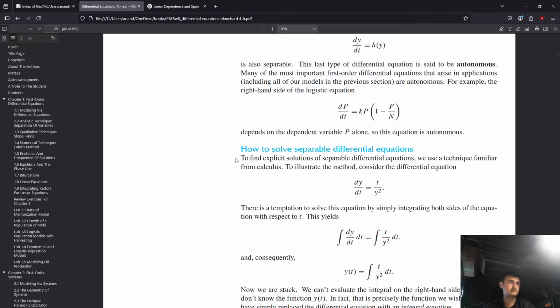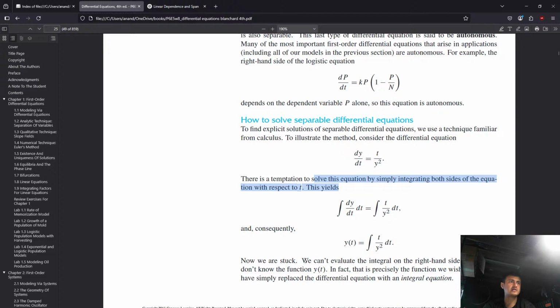Okay. How to solve separable differential equations. To find explicit solutions of separable differential equations, we can use a technique familiar from calculus. Consider dy dt equals t over y squared. There's a temptation to solve this equation by simply integrating both sides with respect to t. Now we are stuck. We can't evaluate the integral on the right-hand side because we don't know the function y of t.